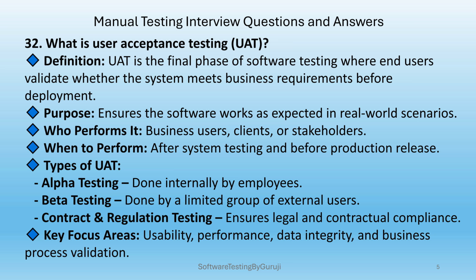Types of UAT: alpha testing, done internally by employees. Beta testing, done by a limited group of external users. Contract and regulation testing, which ensures legal and contract compliance. Key focus areas: usability, performance, data integrity and business process validation. So this is all about user acceptance testing.